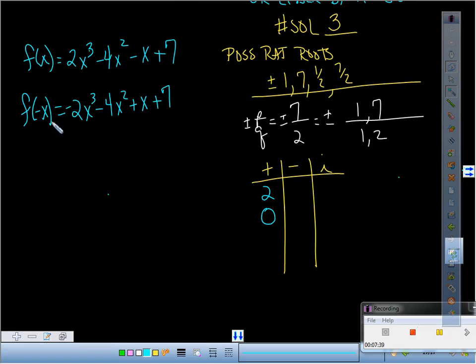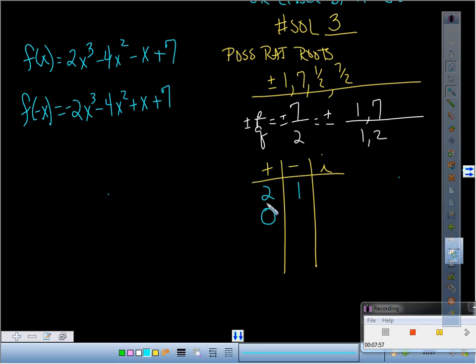Now here's a mistake that some of the kids used to make. They would count the sign changes from here to here. That's not what it said, did it? It said count the sign changes in f of negative x. So how many sign changes here? 1. Can I take 2 from 1? No. Then there's 1. That's it, people. There's 1.